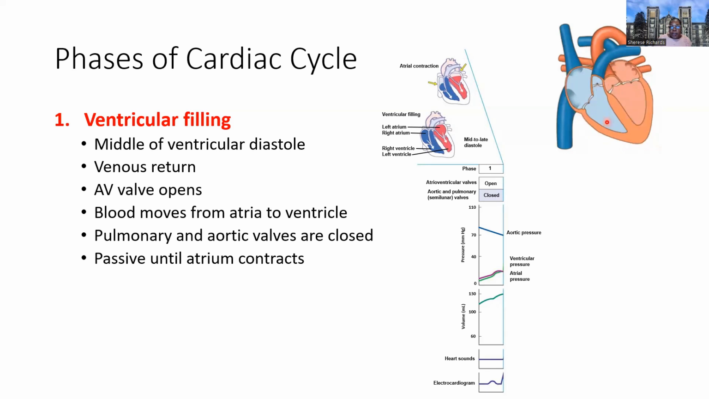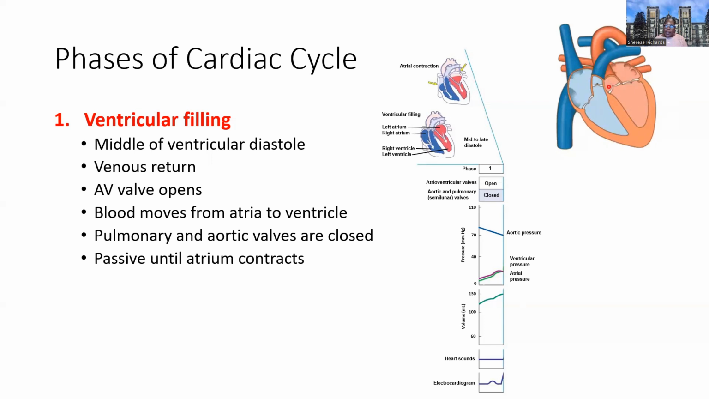In this instance, blood that has come back to the atria, we call this venous return. Blood that has come back to the atria moves down through the AV valve into the ventricle. And we're looking at both ventricles here. So we're thinking about movement happening across the tricuspid valve as well as across the bicuspid valve. Now, while this is happening, the pulmonary and aortic valves, which are the semilunar valves, are closed.